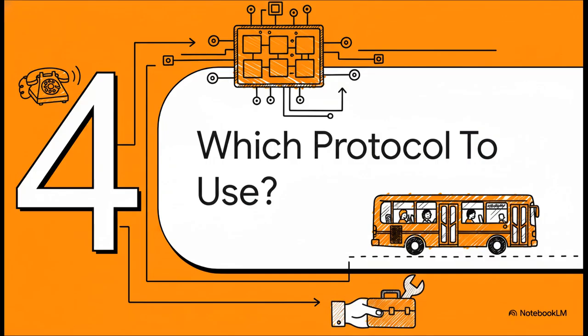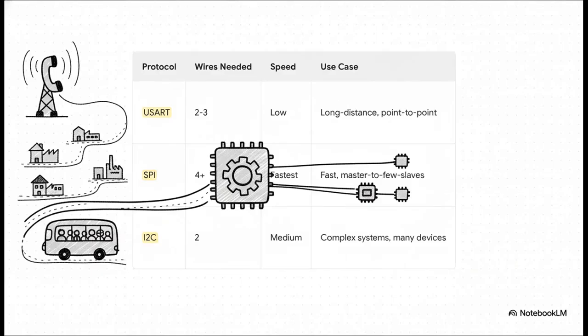Okay, so we've met our three main players. We have the private phone call, the fast-paced office meeting, and the super efficient city bus route. So how in the world does an engineer actually choose the right one for the job? Well, this table really breaks it down perfectly. If you need a simple, dedicated link between just two devices, maybe over a slightly longer distance, USART is your phone call. If you need the absolute fastest speed you can get between a master and a handful of slaves, and you don't mind the extra wires, SPI is your office meeting. And if you need to connect a whole bunch of different devices using the absolute minimum number of wires, I2C is your city bus route.